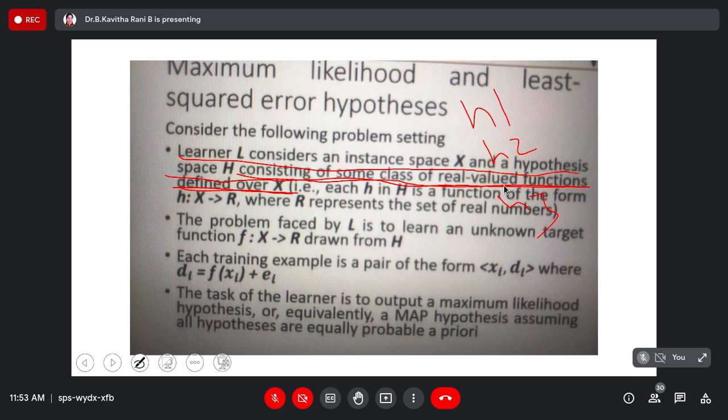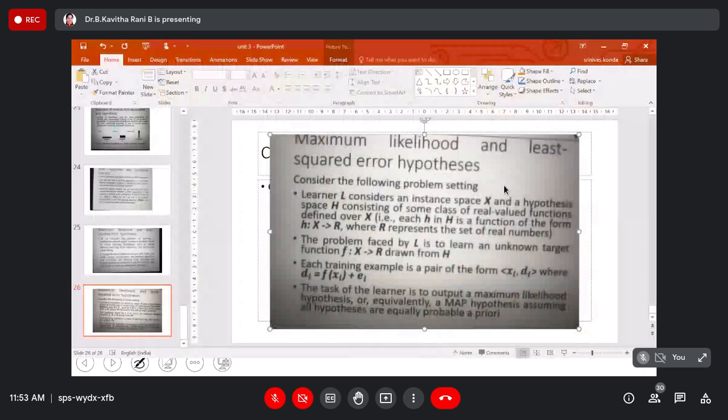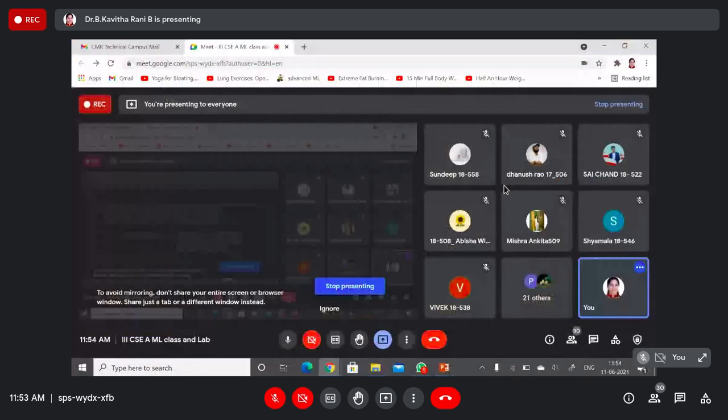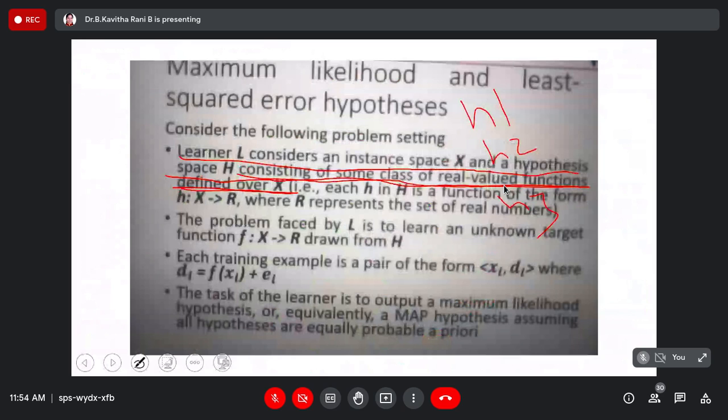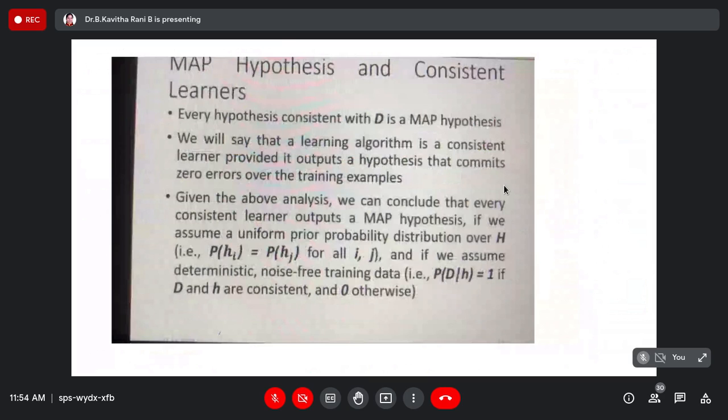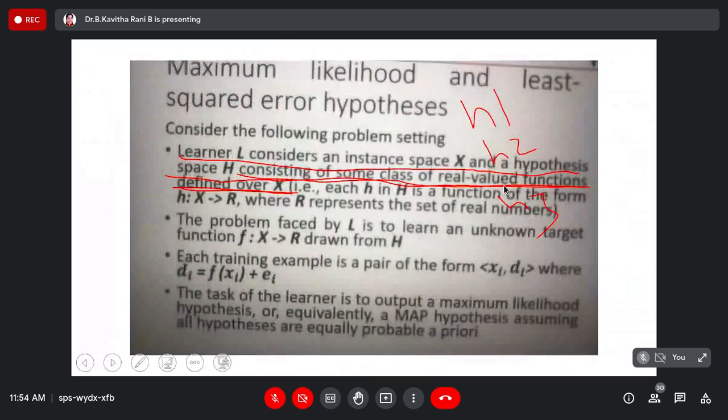So that's why we are using the least squared error hypothesis technique. So here, if you see, learner L considers an instance space X, the data, and we are having a hypothesis space H, with different hypotheses, consisting of some class of real valued functions defined over X.